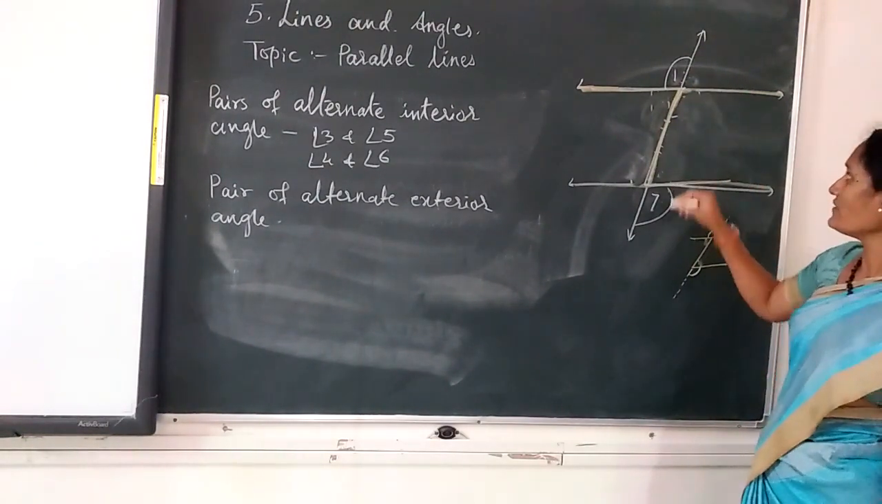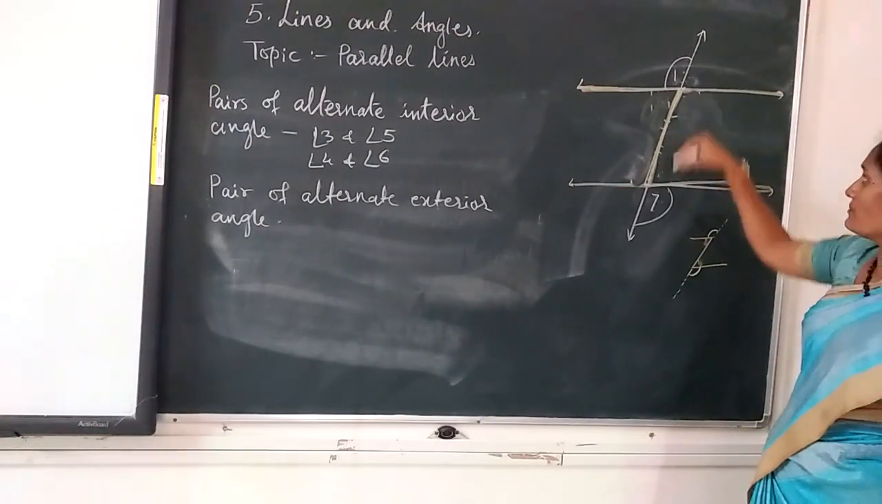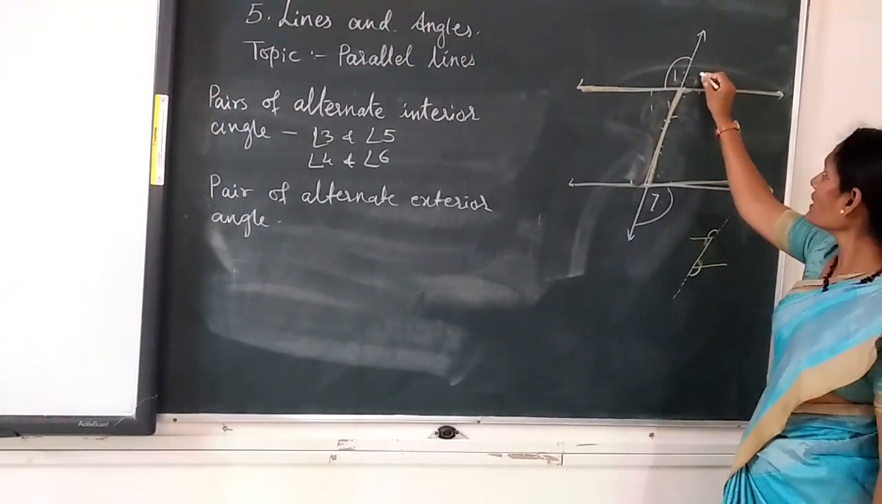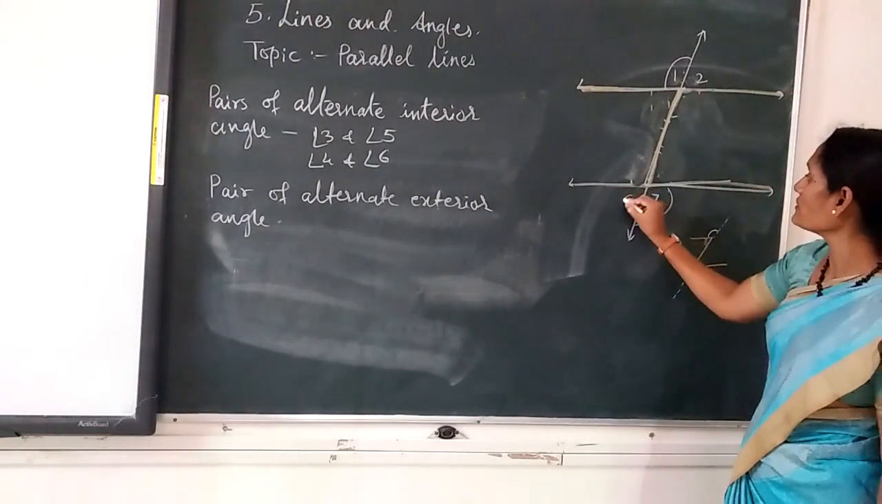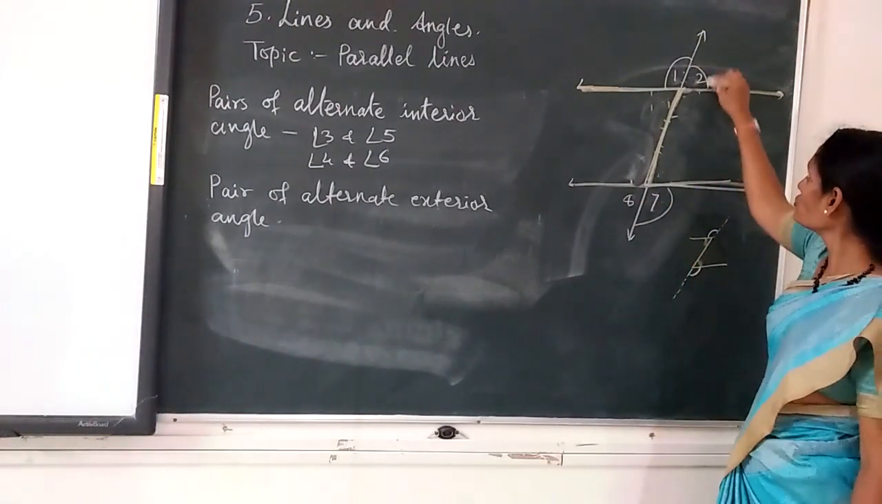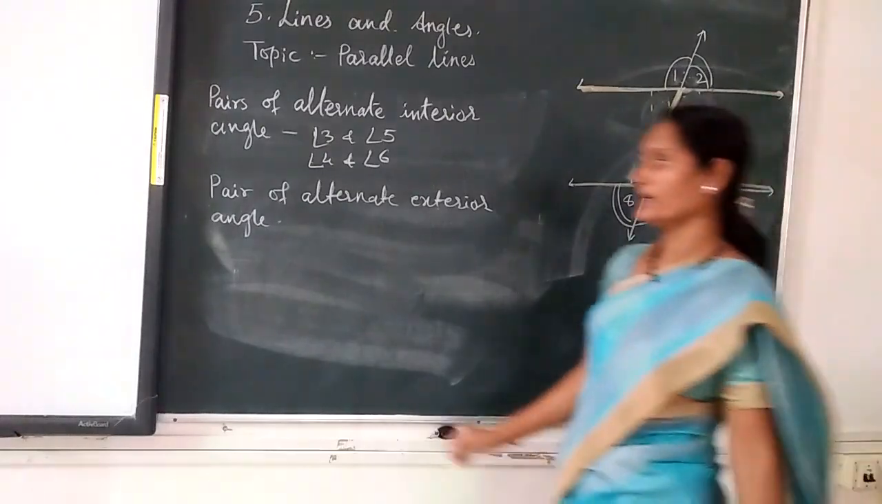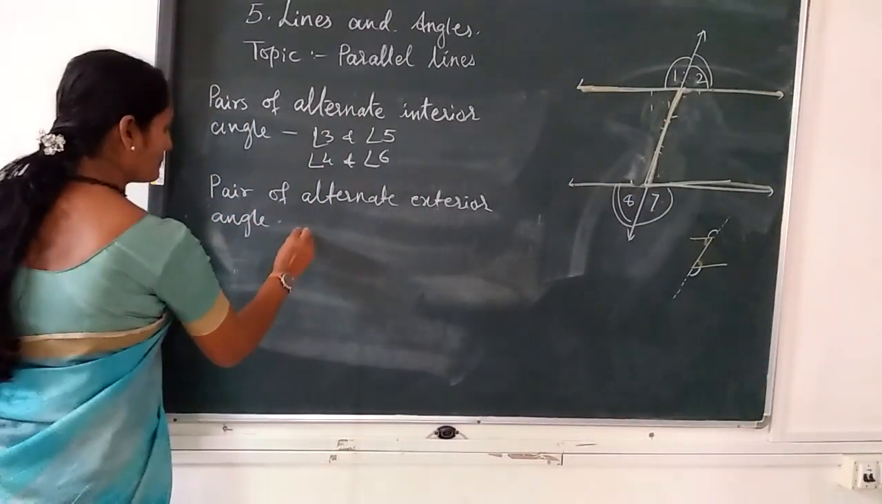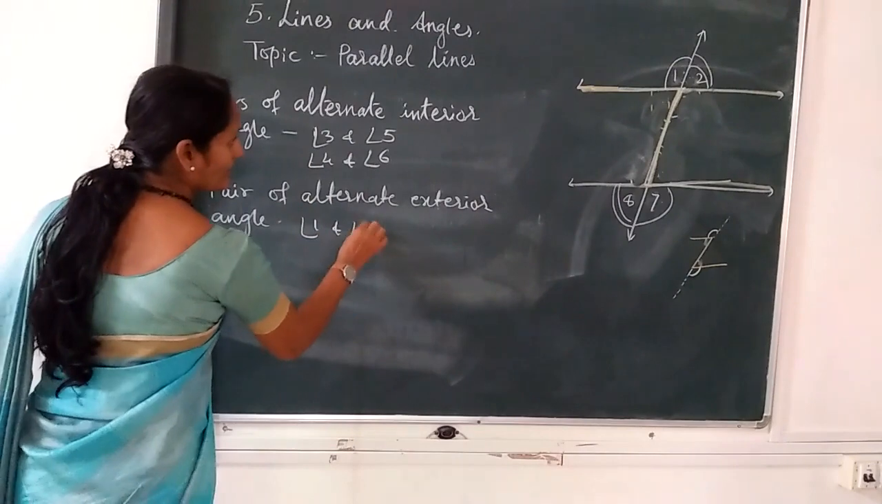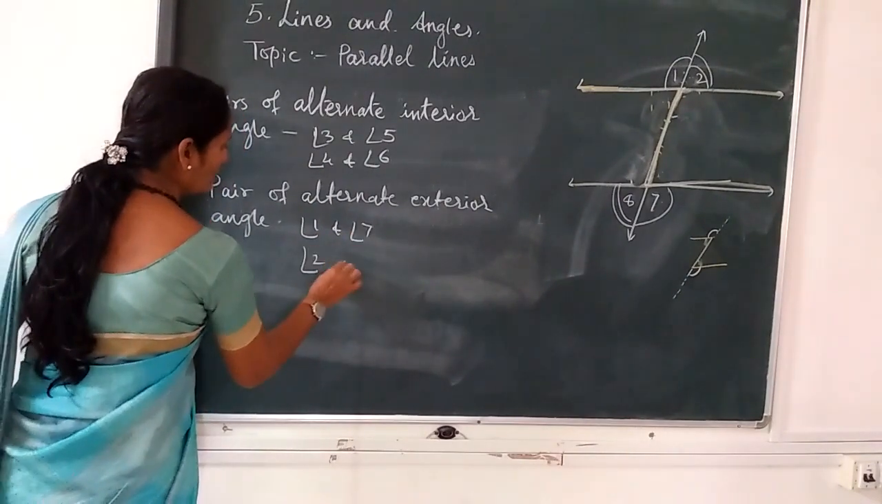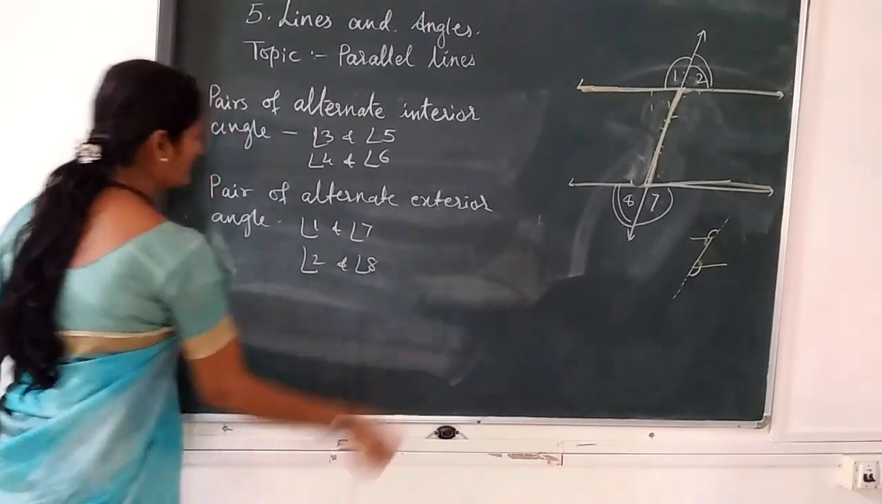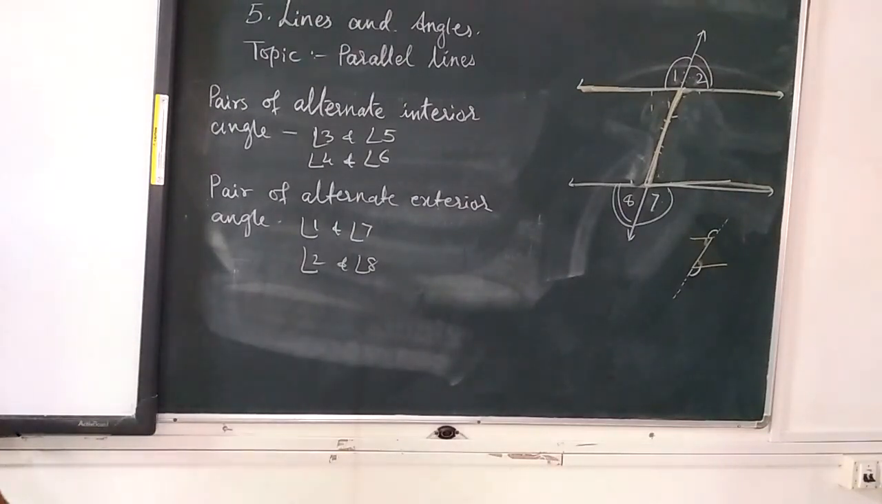So 1 and 7 are exterior angles. So you have got one pair. Next you will get 2, and here is our 8. So these 2 and 8 are our exterior angles. Let me write down: angle 1 and angle 7, angle 2 and angle 8. These are the pairs of alternate exterior angles.